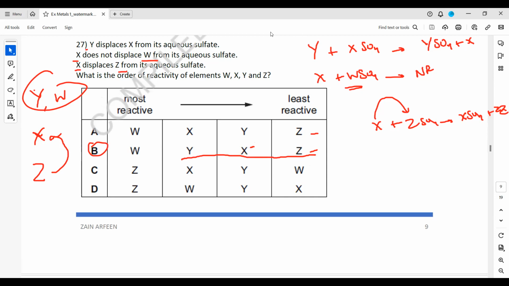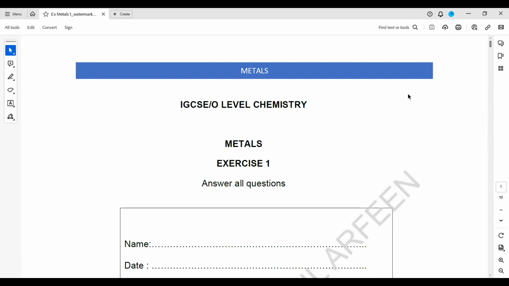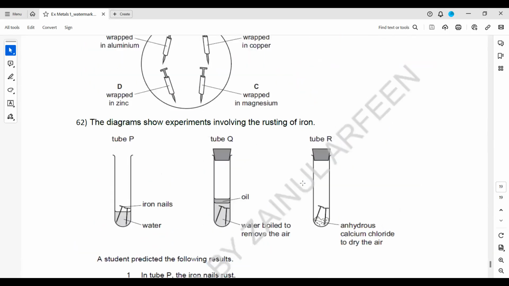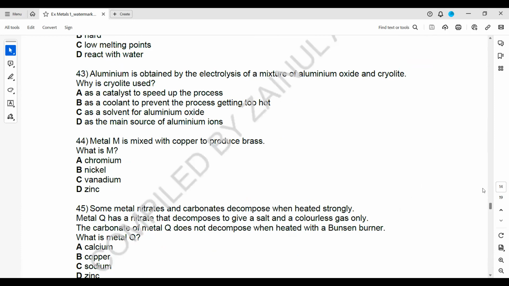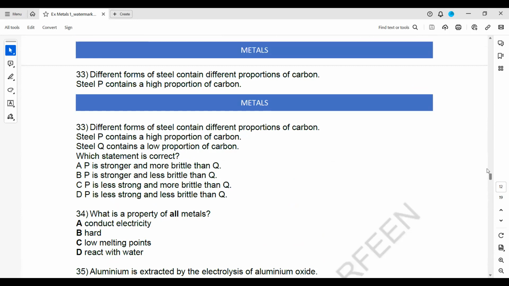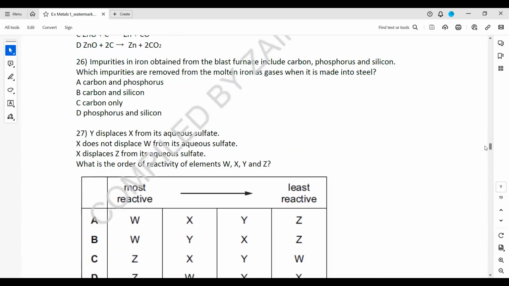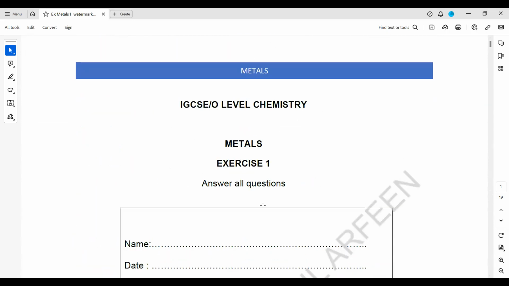So these are the questions from this metals topic 1, the MCQs. About 62 questions are there and all from metals. It's an important topic. I discussed the first 9 pages. One of the pages is empty. So the first 9 pages I have discussed with you. You will solve and submit this as homework.